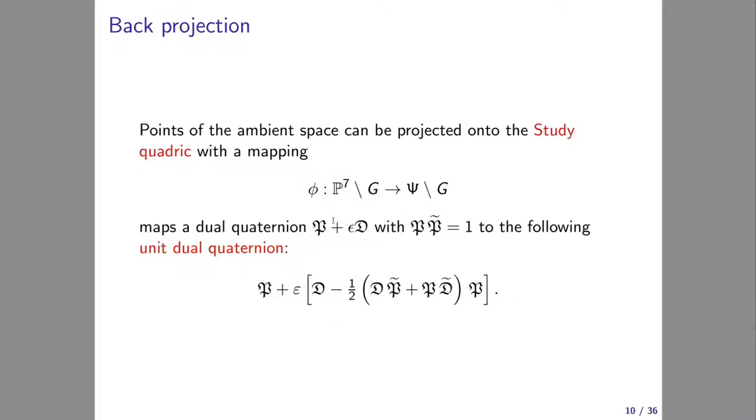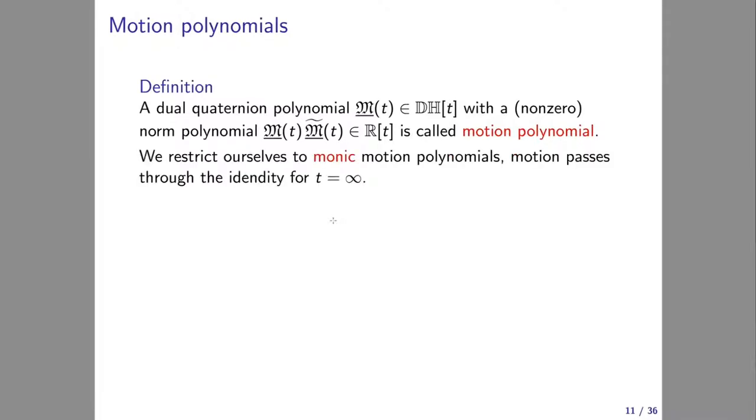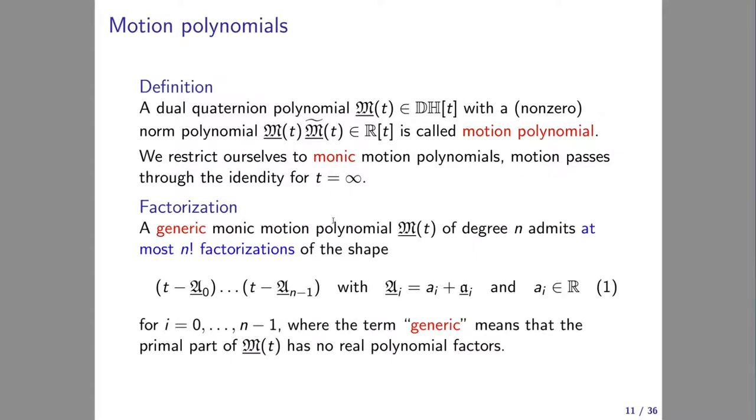For those dual quaternions not on the Study quadric, we can do a back projection, namely just change the dual part such that it lies on the Study quadric. Analogously, we define motion polynomials, namely those polynomials in the univariate polynomial dual quaternion ring with real norm polynomial. And in most cases, we restrict ourselves to the monic case, for those motions which pass through the identity when t is equal to infinity.